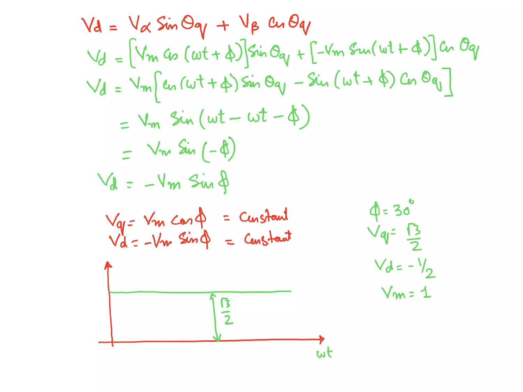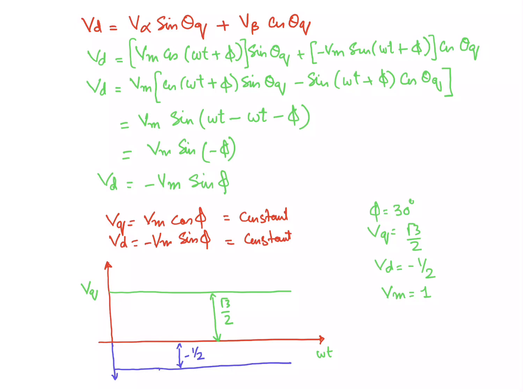So if Vm is equal to 1, then Vq will be equal to root 3 by 2 and Vd is equal to minus 1 by 2. So this will be representing the q axis voltage, and if I sketch the d axis voltage, that will be the negative one, equal to minus 1 by 2, constant minus 1 by 2. So that you can see over here, minus 1 by 2.